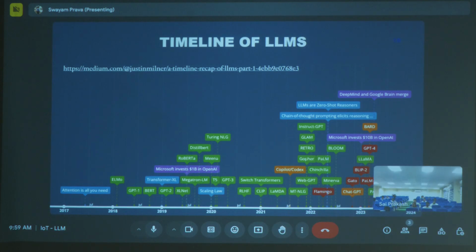So this timeline reflects the rapid evolution of capabilities in LLMs. Early models focused on static embeddings, but today we have dynamic, context-aware systems. So looking ahead, the focus will be on making models more efficient, scalable, and aligned with human needs, ensuring they are ethical and responsible and practical for real-world use.